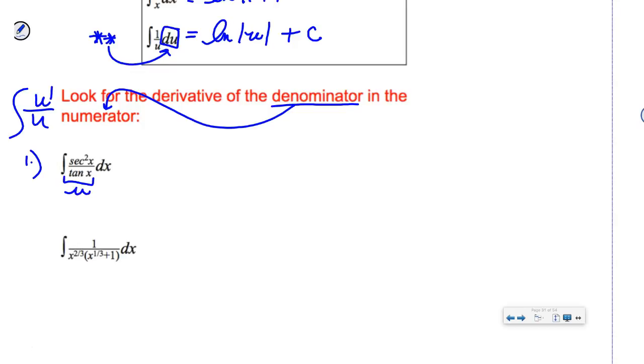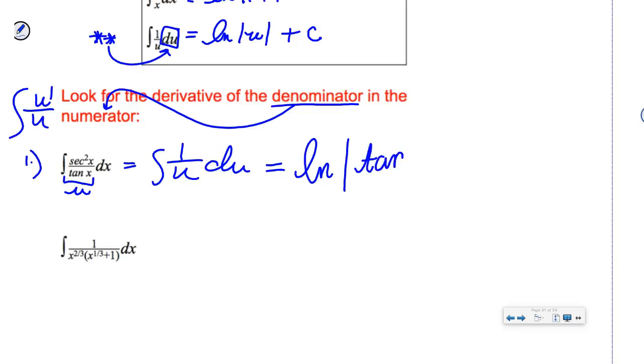The derivative of u is secant squared. I don't even really need to write this one down if I spot it. I'm staring at 1 over u, and the rest of this is du. So this is a straight in-your-face natural log antiderivative. It'd be the natural log, absolute value of u, plus my good friend Carl, right? It's kind of easy, that one was, right?